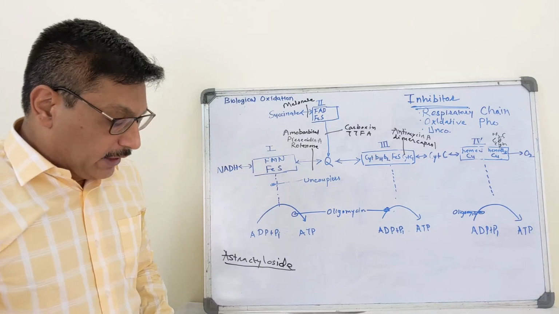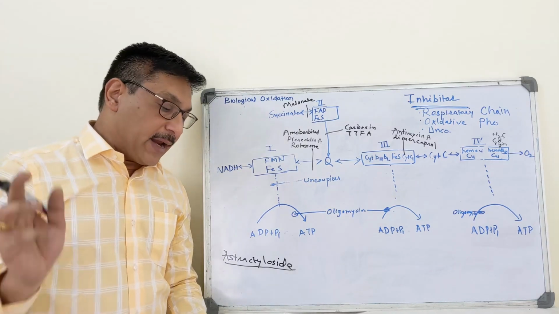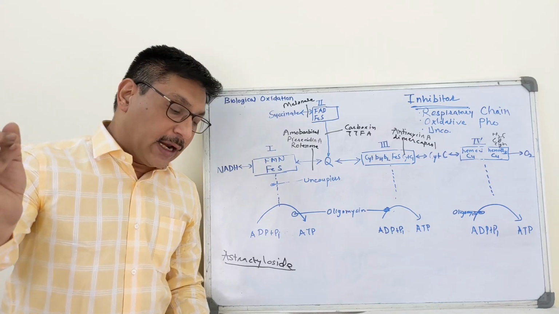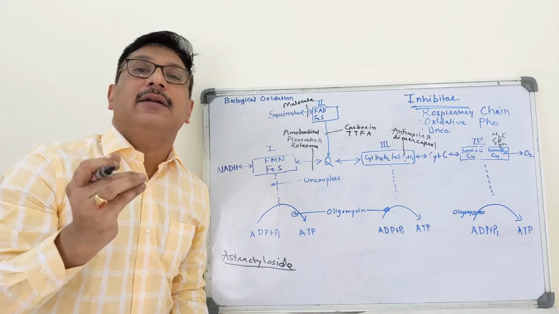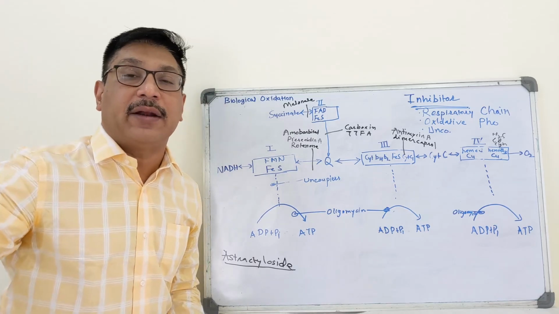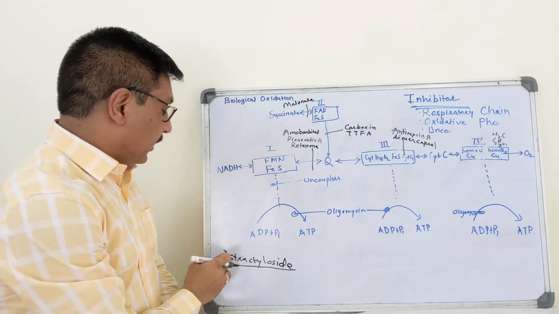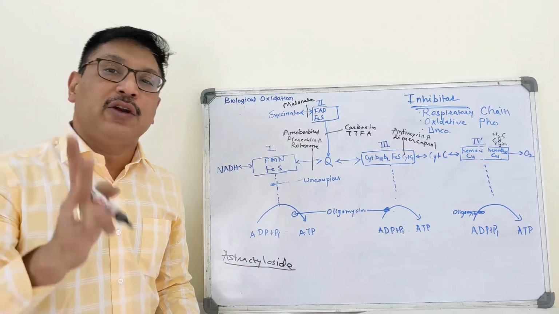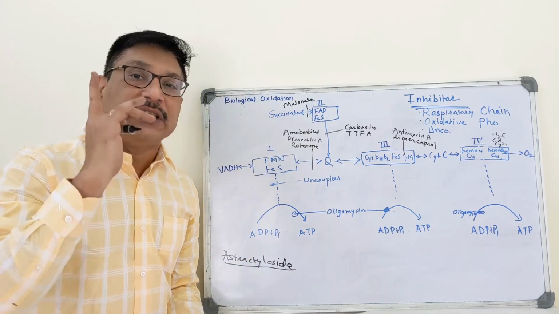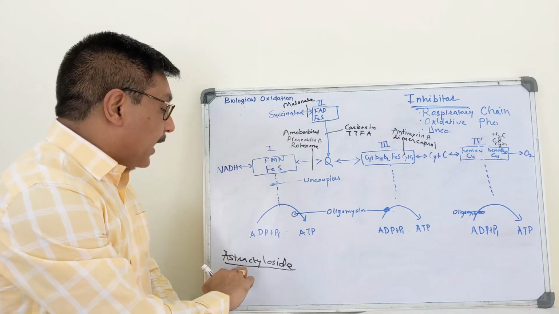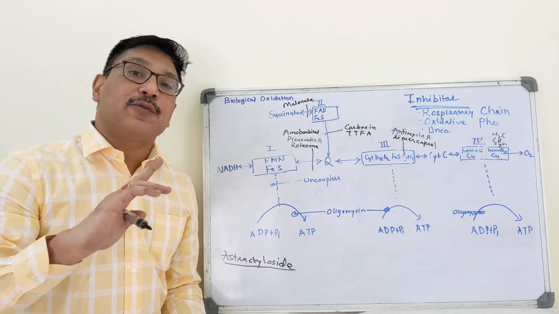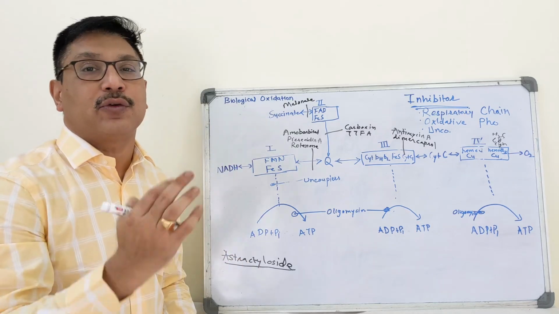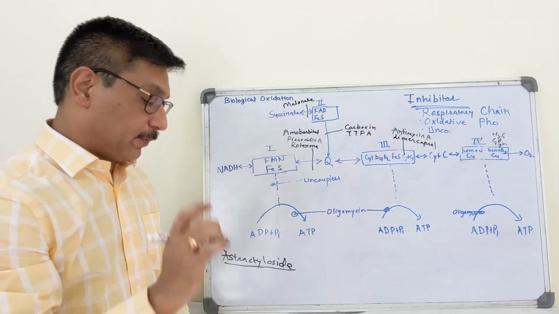Atractyloside inhibits oxidative phosphorylation by inhibiting the transporter that allows ADP inside the matrix and ATP outside the matrix. So the two inhibitors of oxidative phosphorylation are oligomycin, which inhibits the FO subunit, and atractyloside, which inhibits the transporter that allows ADP inside and ATP outside the mitochondrial matrix.